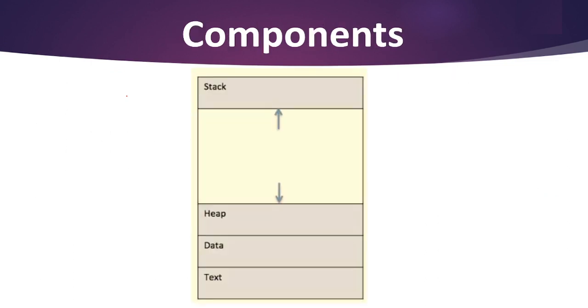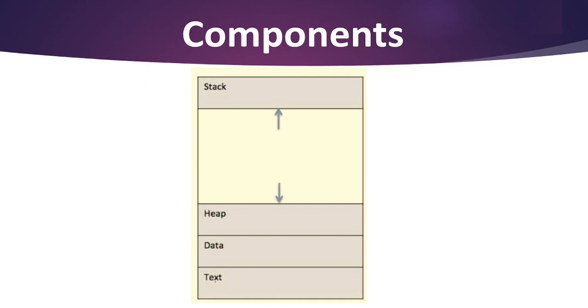Now let's move to another point, that is the components of the process. Components are also known as process memory. Process memory is divided into basically 4 sections, or we can say there are 4 components of a process. First we have text component, second is data, third is heap, and last we have is stack. So we'll discuss everything one by one.